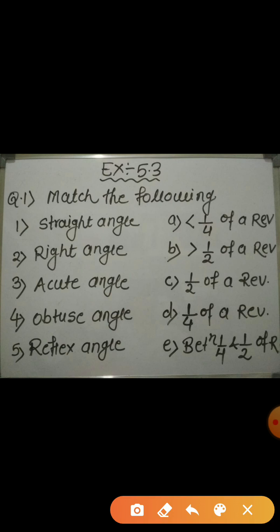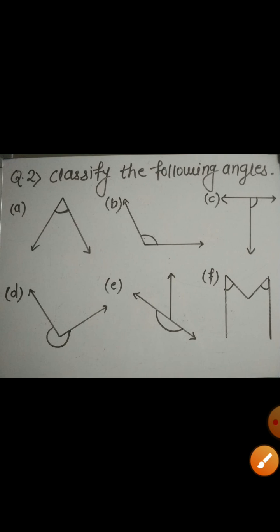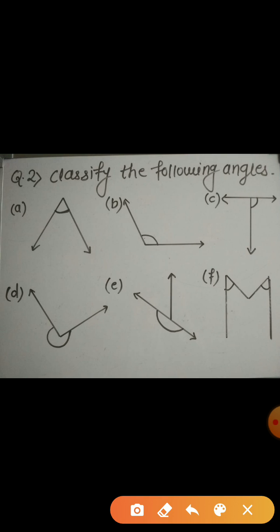And now the last one, it's a reflex angle. Reflex angle is always larger than straight angle. So the reflex angle is always bigger than half of a revolution. So the correct pair of 5 is B. Now coming to the question number 2.